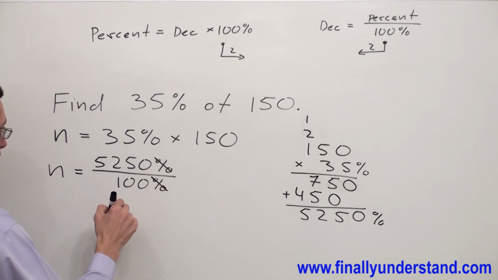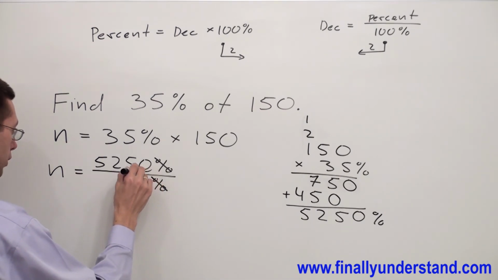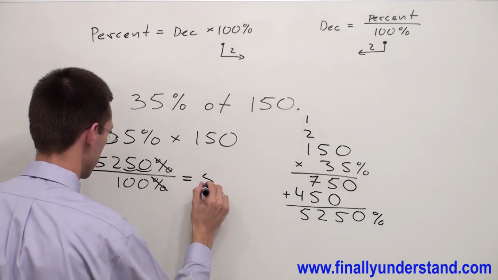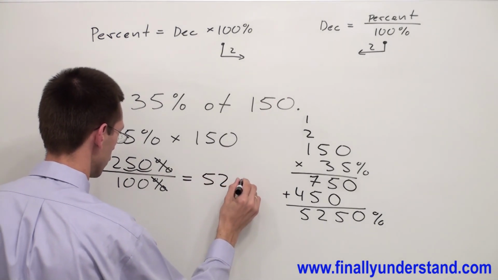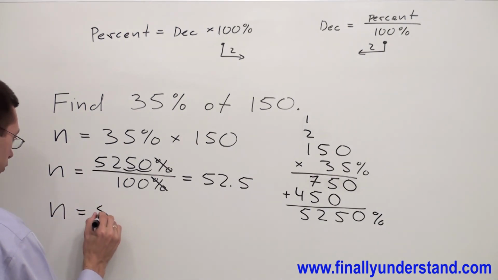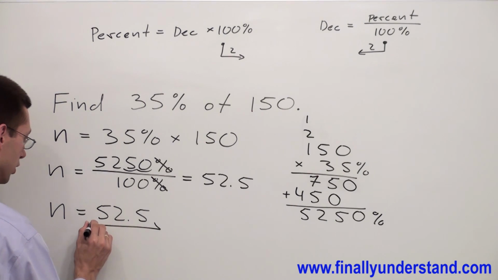Remember, anytime we divide by 100, we have to move the decimal point twice to the left. 1, 2. So my answer is equal to 52.5. So n is equal to 52.5. This is the solution to my problem.